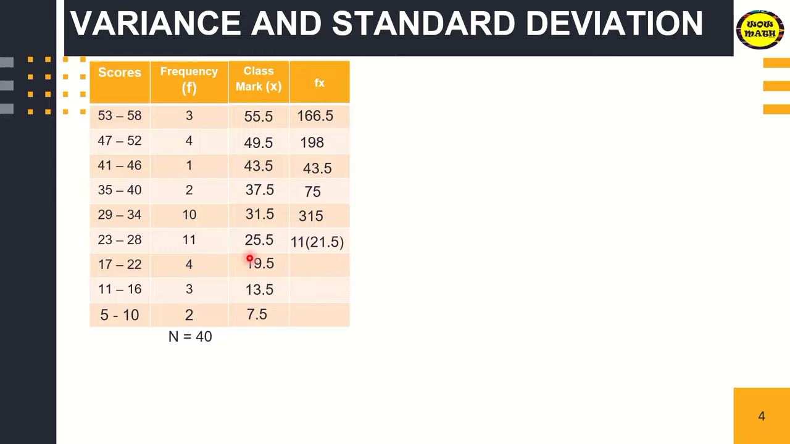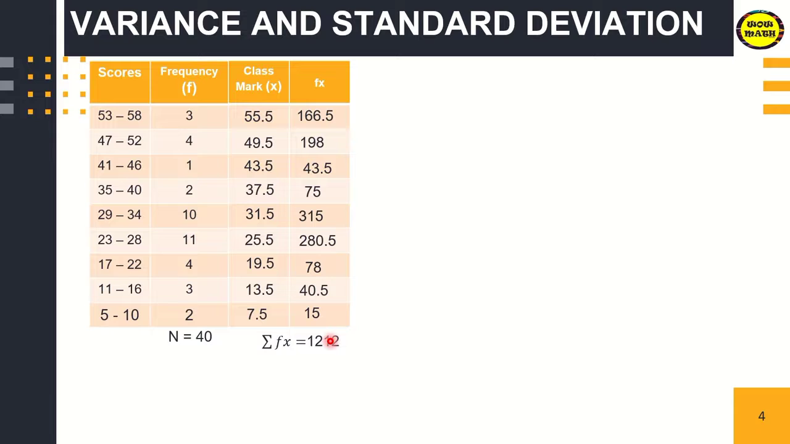11 times 25.5, that is 280.5. And then 4 times 19.5, that is 78. Then 3 times 13.5, that is 40.5. And 2 times 7.5, that is 15. And then after that, we need to get the total of fx, or the product of frequency and the class mark. So add lang natin to lahat, then that is 1,212.